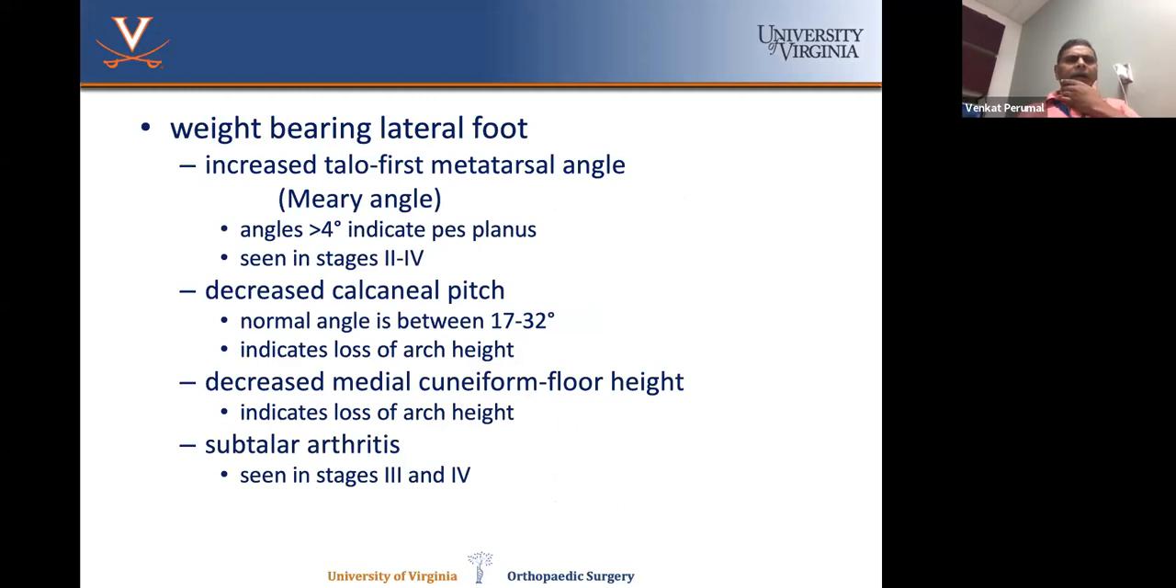So typically, in a weight-bearing X-ray, we usually see an increased talar first metatarsal angle, which is called the Meary's angle, decreased calcaneal pitch, decreased medial cuneiform floor height, and you could see arthritis of the ankle, subtalar joint, and other joints as well.